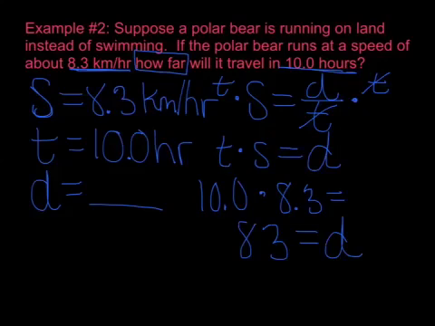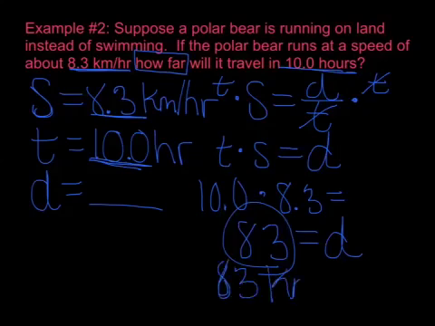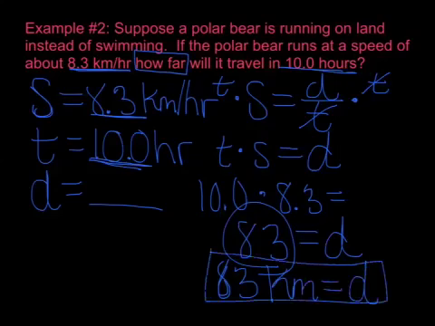You now need to check for significant digits. Go back and look at the numbers that you're given. 8.3 has 2. 10.0 is 3 significant digits. Because 8.3 only has 2, my final answer can only have 2. Luckily here, 83 is 2 significant digits. The only thing I need to add to my answer is a unit, which here is kilometers. Put a box around it, and you are done.